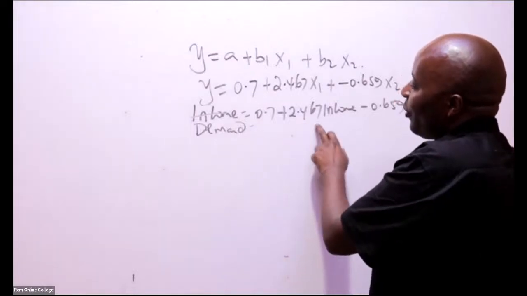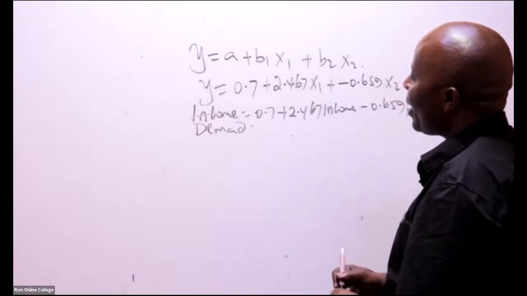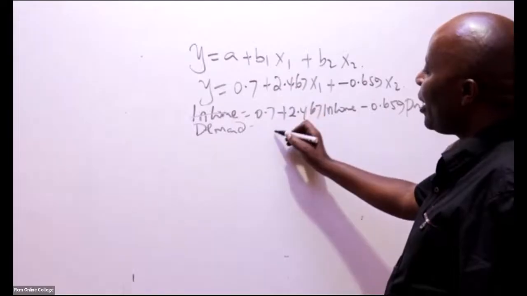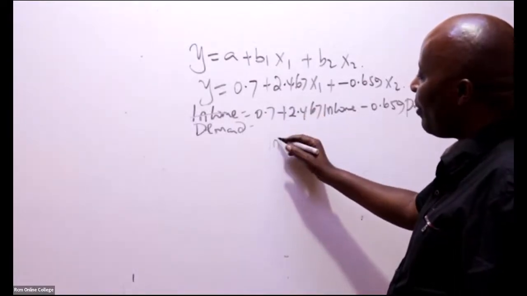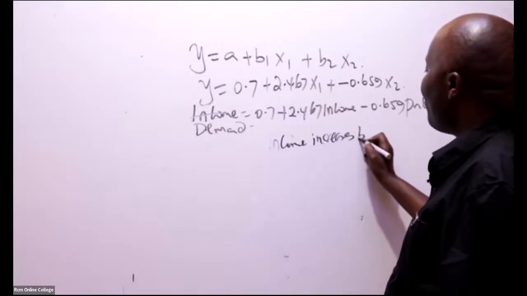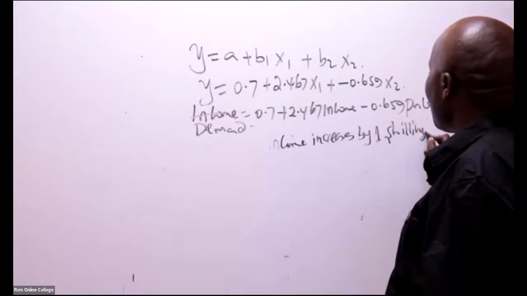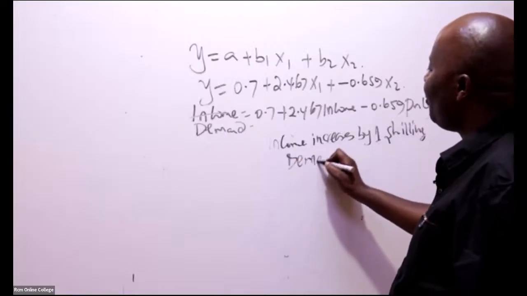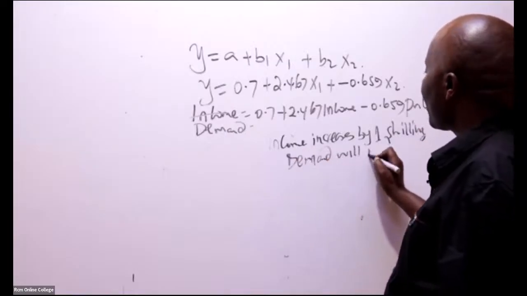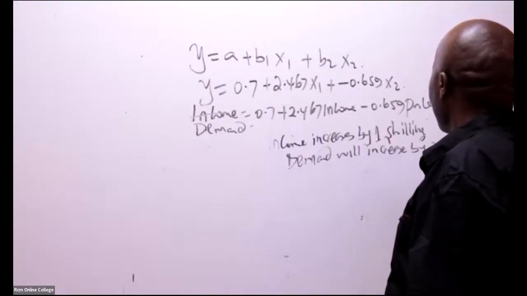How about this 2.467? How do we interpret this parameter? It means that because this is plus, if income increases by 1 shilling, then demand will increase by 2.467 units.